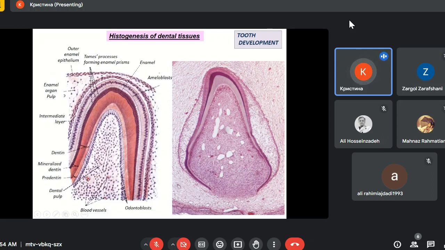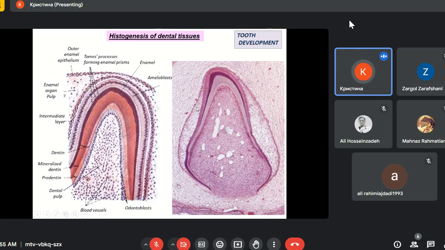The peripheral cells of the dental papilla became odontoblasts. Here they are, and here you can see them in the histological preparation. They produce dentin towards the enamel. So this area will be dentin. So enamel and dentin come in close contact together. Here is the dentin-enamel junction. And while production of dentin and enamel, ameloblasts and odontoblasts go further and further away from each other.